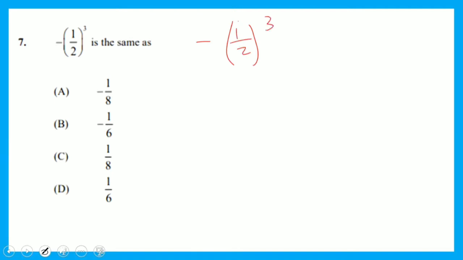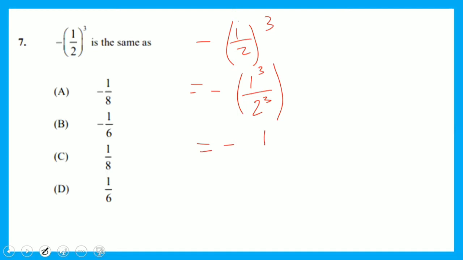We know that if we are raising a fraction to a power, it's the same as raising the individual numbers of the fraction. So the numerator, raise it to that power. Denominator, raise it to that power. So it's negative of whatever that is. So we're going to keep writing back our negative sign. 1 cubed is definitely not 3, but 1.